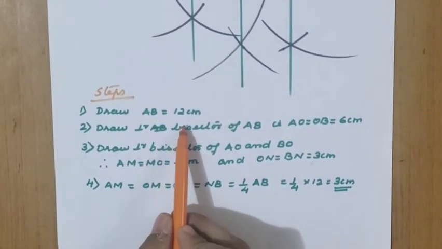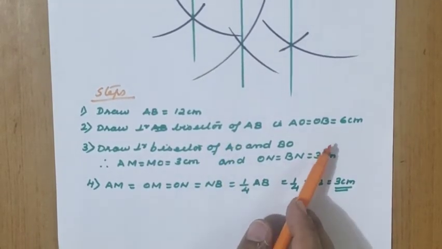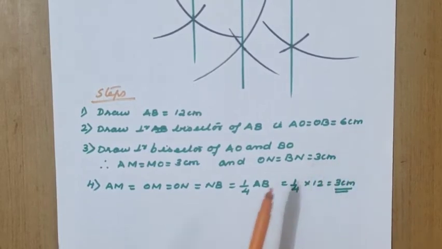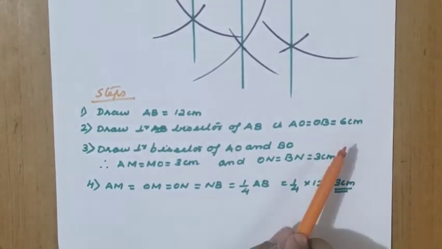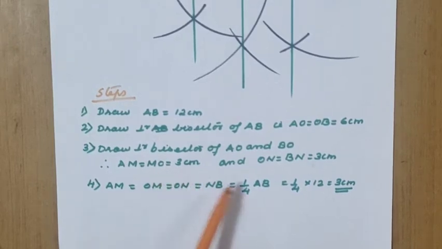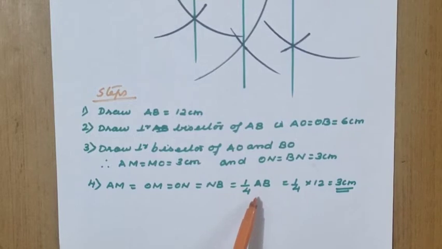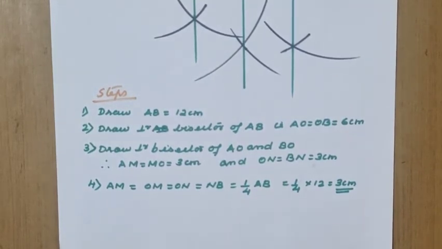Steps. Draw AB equal to 12 centimeter, and its perpendicular bisector. You will get it divided into two equal parts, each equal to 6. Then again this 6 is divided by a perpendicular bisector, and it becomes 3 centimeter. After that, what statement do we write? Each part is equal to 1 by 4th of AB. You can verify: 1 by 4 into 12 is equal to 3 centimeter. Now let us see the construction.